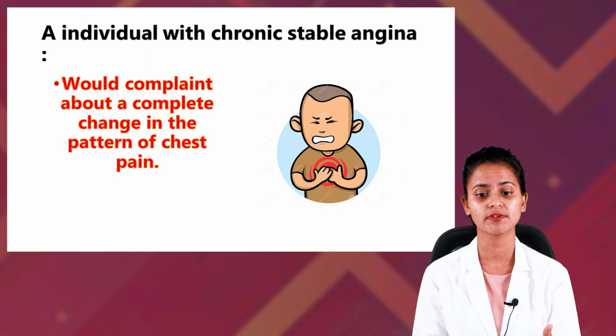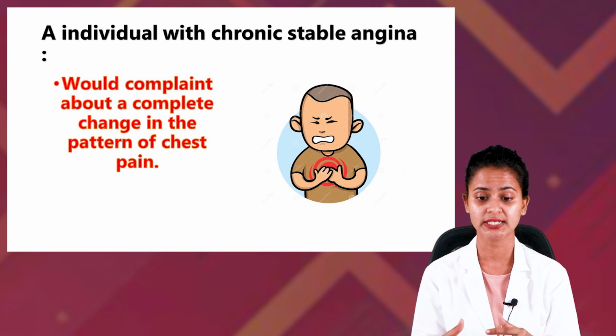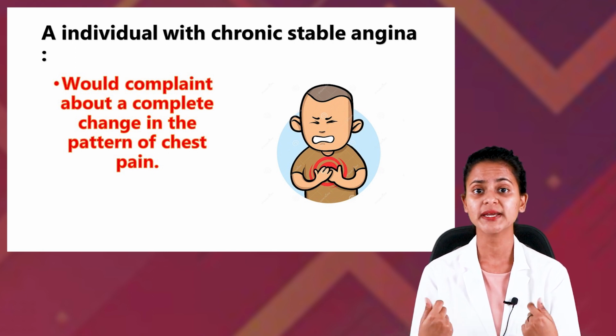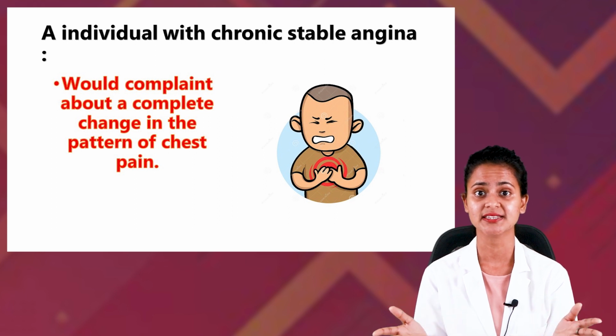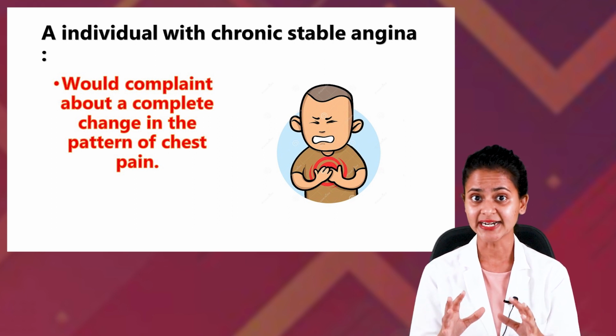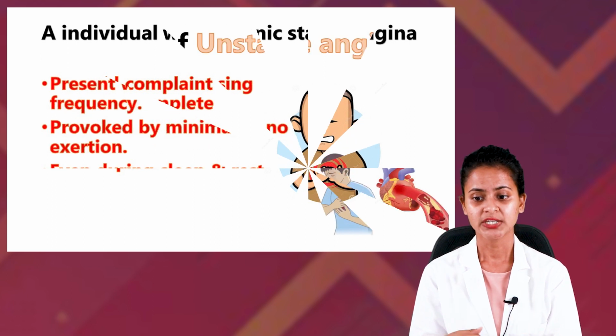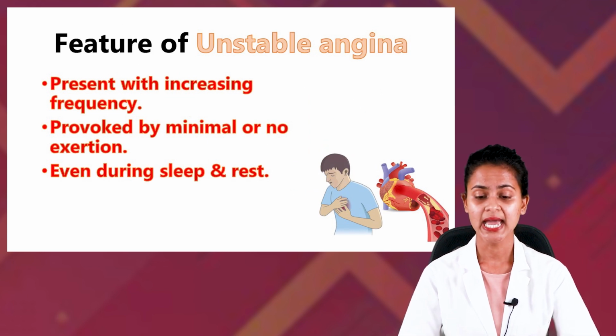A patient previously diagnosed with chronic stable angina describes a significant change in the pattern of their anginal pain. Generally, a person suffering from chronic stable angina would complain about complete changes in the pattern of their chest pain. That is when we find that it is unstable angina. It occurs with increasing frequency and is easily provoked by minimal or no exertion. Even during sleep or resting time, a person can complain of unstable angina.